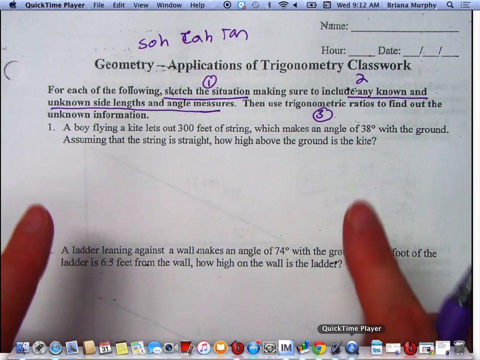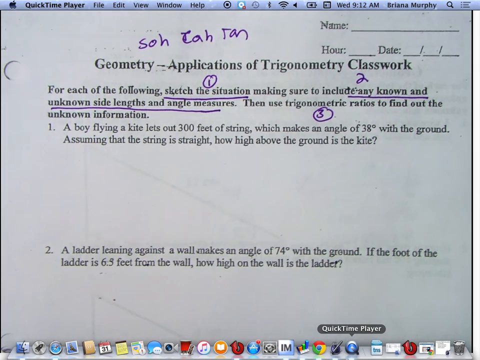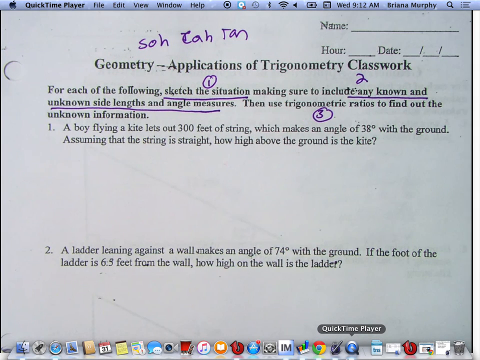All right. So now we know we're 3 steps. 1, we draw a picture. 2, we write any known, unknown, and angle measures. 3, we use trig ratios to solve. Okay? All right. A boy is flying a kite.